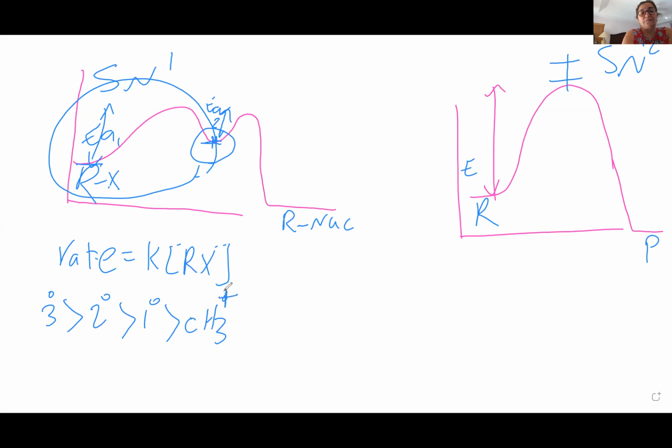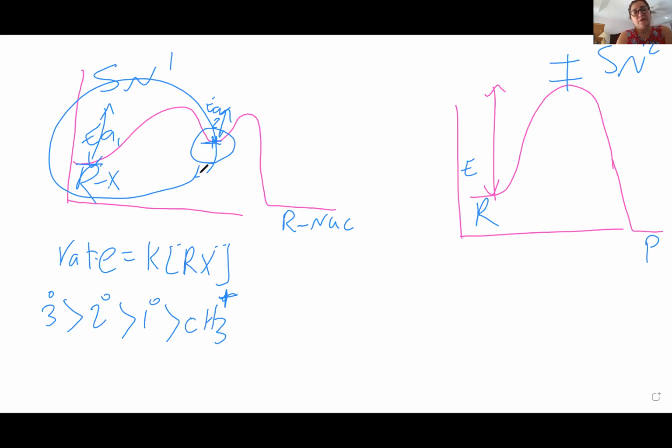Methyl carbocation. So since tertiary is more stable, it's going to go fastest. That's one of the effects that is going to affect the rate of the reaction: the nature of the substrate or your alkyl halide. If it's tertiary, it would be faster. Secondary would be slower than tertiary, and so on.